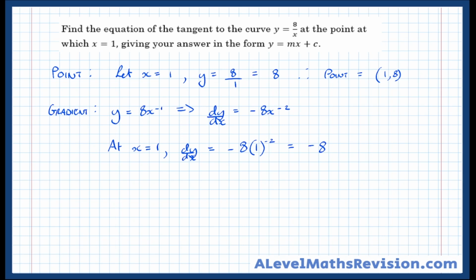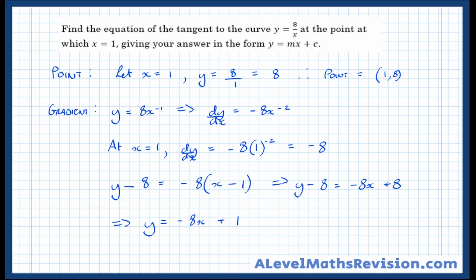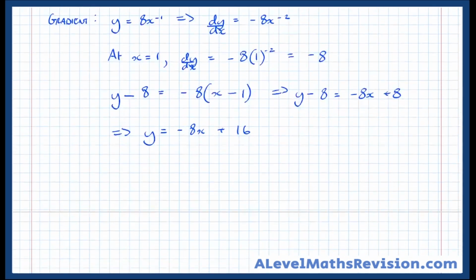And I'll continue. So subbing it into the general equation of a straight line, we've got y minus y1 equals m(x minus x1), which means that y minus 8 equals minus 8(x minus 1), which, if we conclude, means that y equals minus 8x plus 16. So that there is finding the equation of the tangent to a curve at a given point.